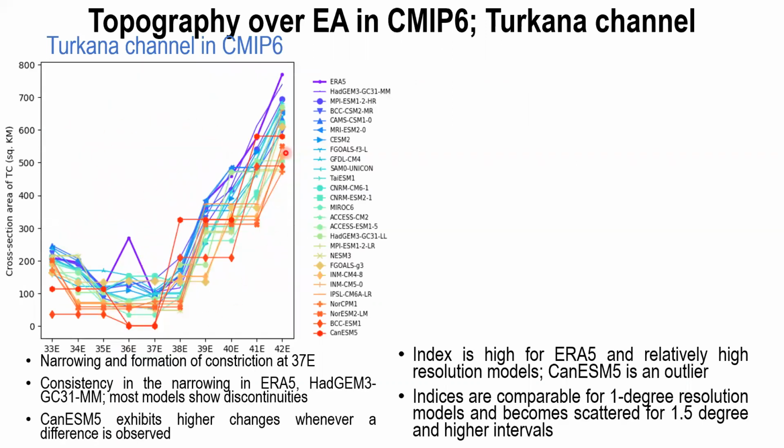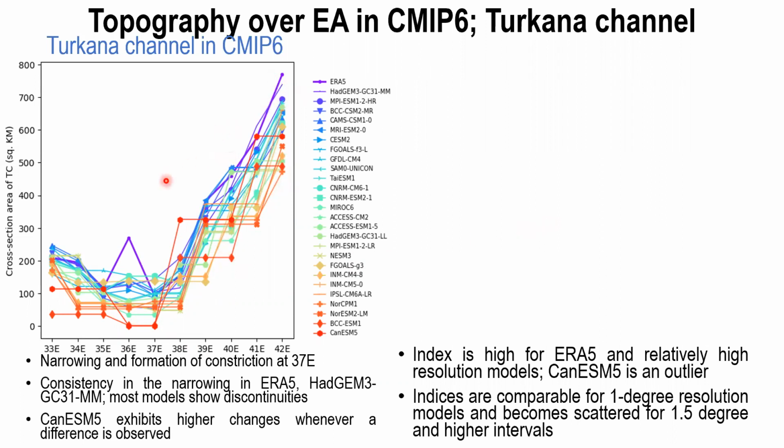And that's what we see in this figure, that there is narrowing and towards a formation of a constriction at 37 degrees east. There is consistency in how that is changing in ERA5 and the Hadjian model. The Canadian has very high changes in the cross-sectional area, but there are discontinuities in how the cross-sectional area changes in these other models.